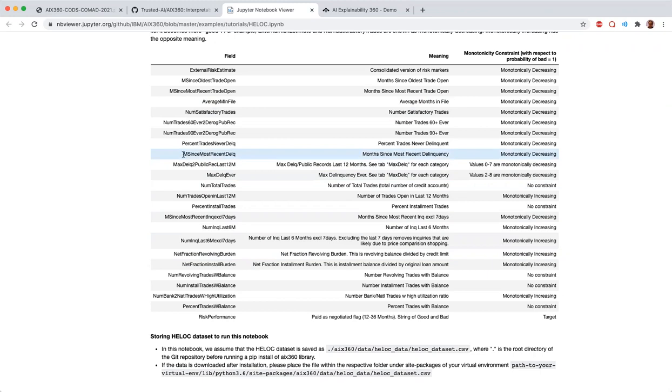Then, for example, the feature months since most recent delinquent tells us the number of months that have elapsed since the last time the customer made a late payment on their loan. So all of these features essentially indicate in one way or other if the customer is credit worthy or not. So what the AI model does is it uses all of these features to predict this label, that is the risk score, of whether a customer would eventually repay their loan in time as negotiated when they applied for their home loan.